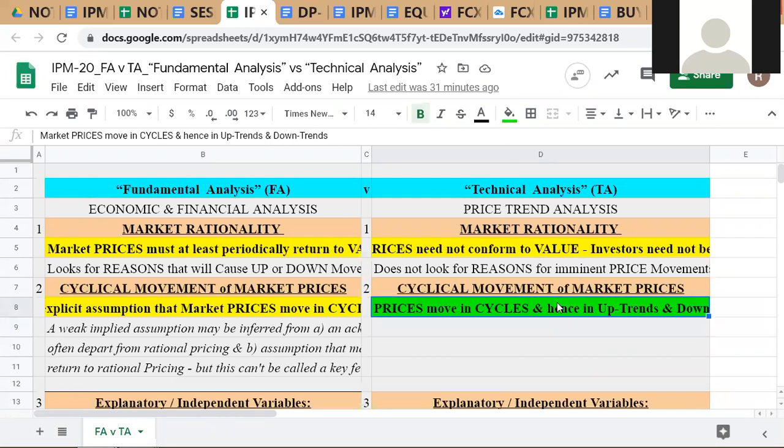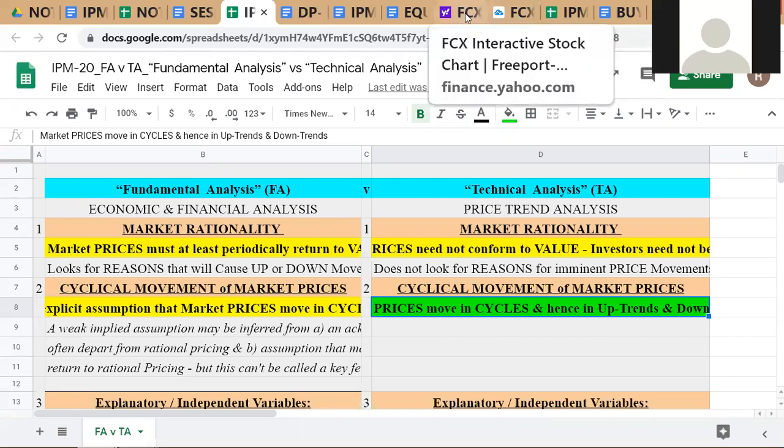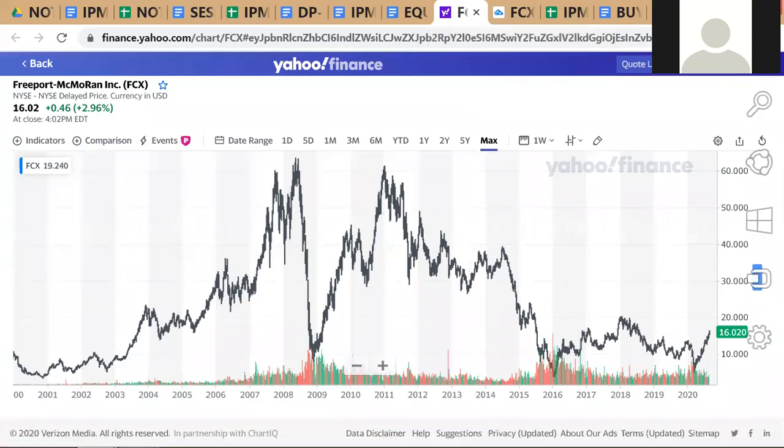Okay, so let's understand this. Broadly, what is it? Now I'll explain what exactly it means, but first, let's see the high level answer. When you ask the TA fellow, do you think market prices move in cycles? He will say yes. So these guys believe they move in cycles. Now what does that mean? You can already see it here: cyclical movement of market prices.